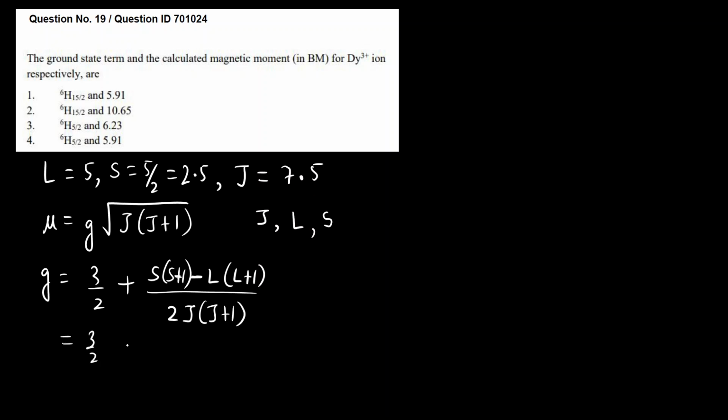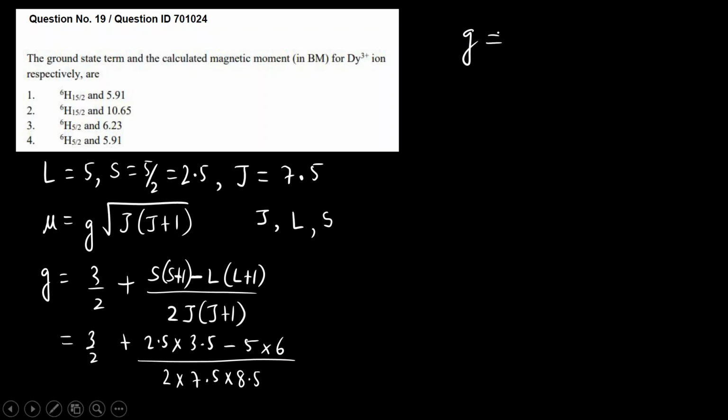Now substitute all the values. Value of S is 2.5, so 2.5 into 2.5 plus 1, that is 3.5, minus L value is 5, so 5 into 5 plus 1 is 6, divided by 2 into value of J, 7.5 into 7.5 plus 1, that is 8.5. You solve this, the value of G comes out to be 1.33. We have got the value of G.